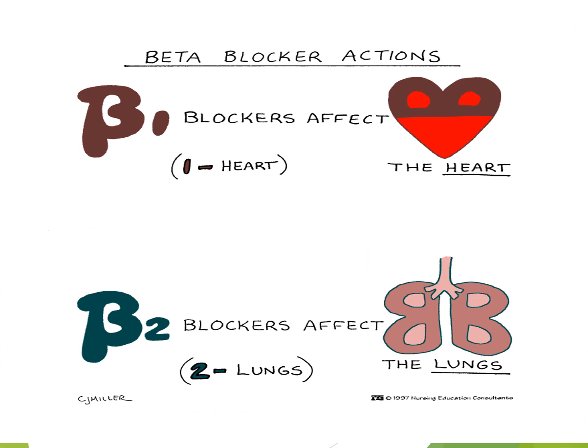Beta blocker actions. Remember, you have beta 1, you have one heart, and beta 2, which affects the lungs. You have two lobes, right? So these are the receptor sites. Beta 1 acts in the heart, one heart. Beta 2 acts in the lungs. Two lobes for your lungs.